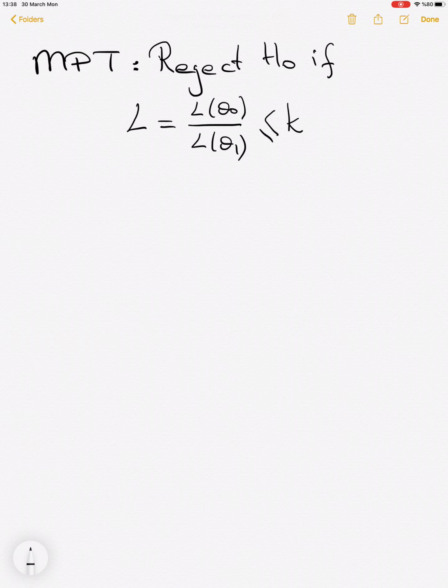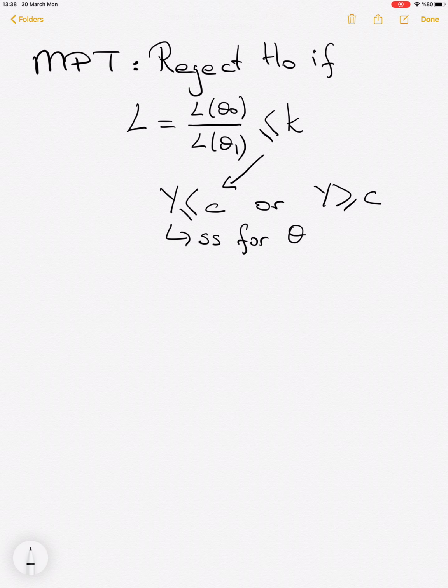And after that, basically, this procedure turns out to be the case that we have a sufficient statistic Y less than or equal to C, or Y greater than or equal to C. And this Y is usually a sufficient statistic for the unknown parameter theta. Here we assume that our null hypothesis states that theta equals theta 0, versus the alternative theta equals theta 1. So we ended up with one of the testing procedures where Y is less than or equal to C or Y is greater than or equal to C.